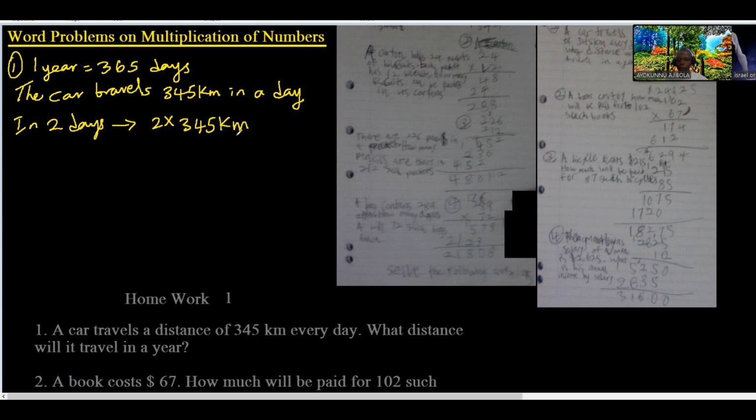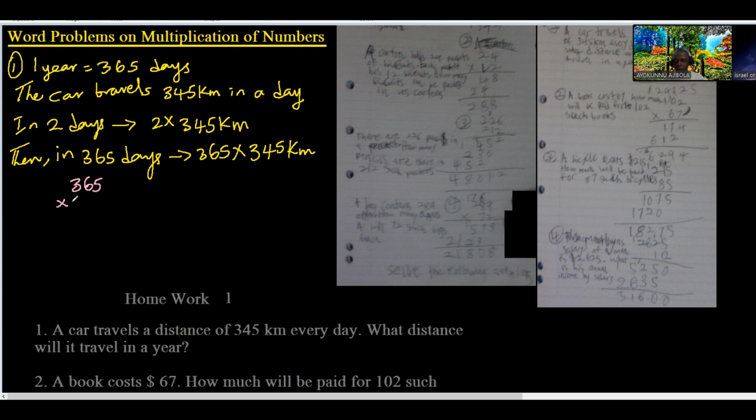Then we can say in 365 days, it will travel 365 times the distance, kilometers. So we have 365 multiplied by 345. So 5 times 5 is what?